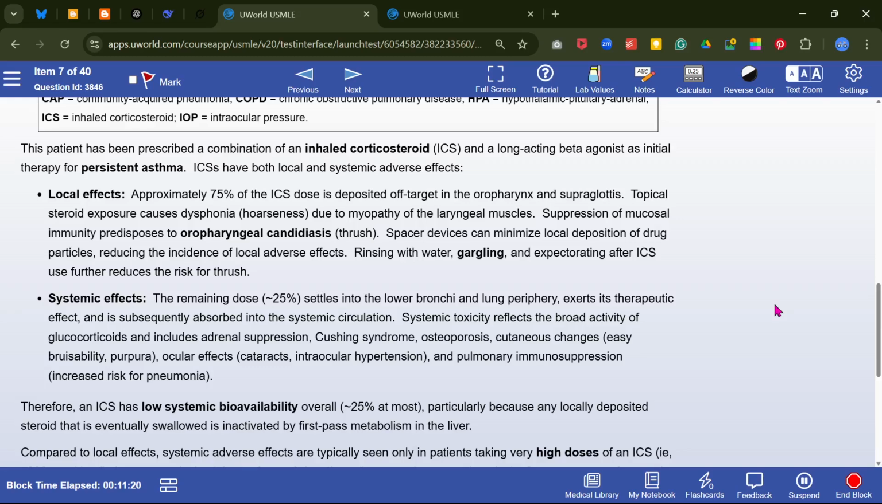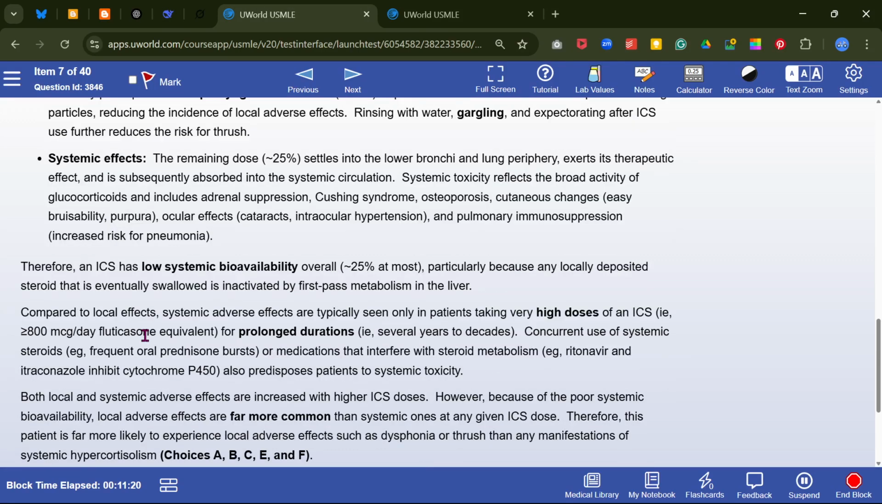Systemic effects. The remaining dose, 25%, settles in the lower bronchi and lung periphery, exerts its therapeutic effect, and is subsequently absorbed in the systemic circulation. Systemic toxicity reflects the broad activity of the glucocorticoid and includes adrenal suppression, Cushing syndrome, osteoporosis, cutaneous changes, easy bruisability, ocular effects, cataract and intraocular hypertension, and pulmonary immunosuppression increasing the risk of pneumonia.